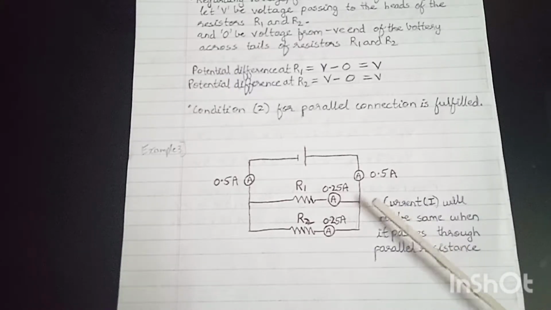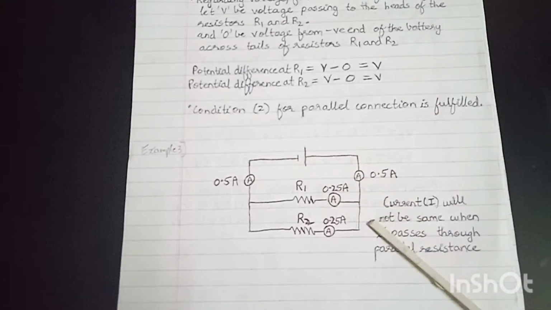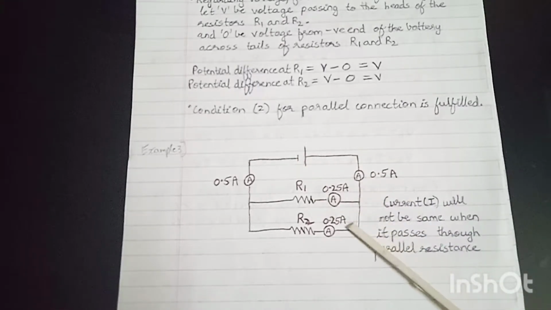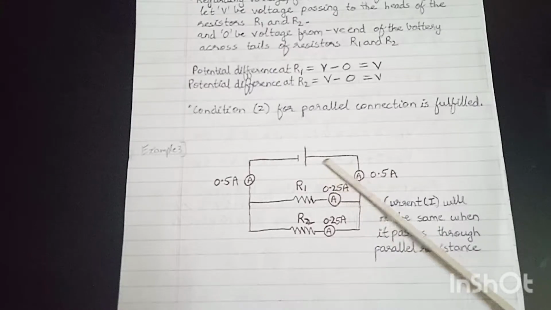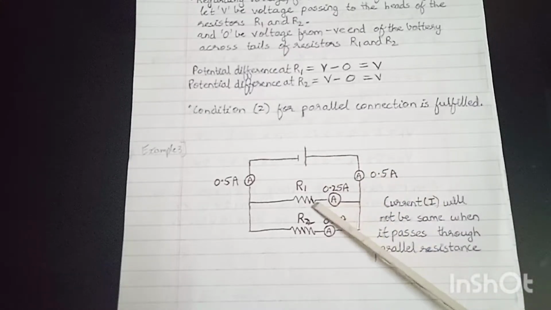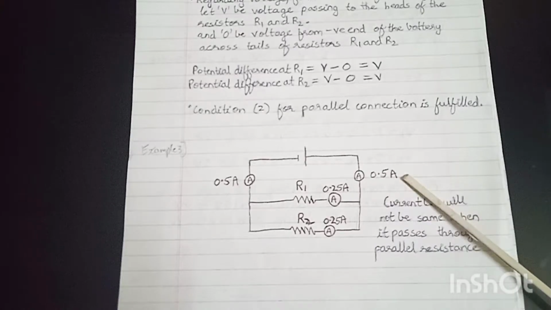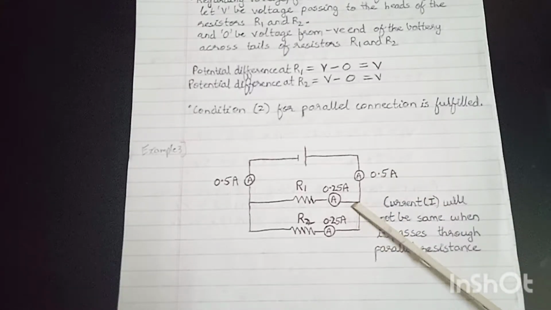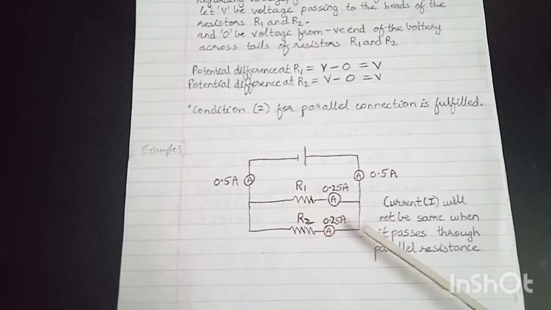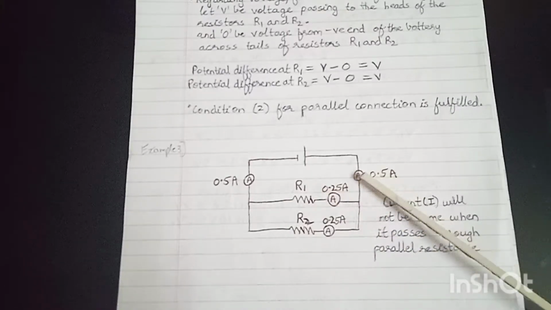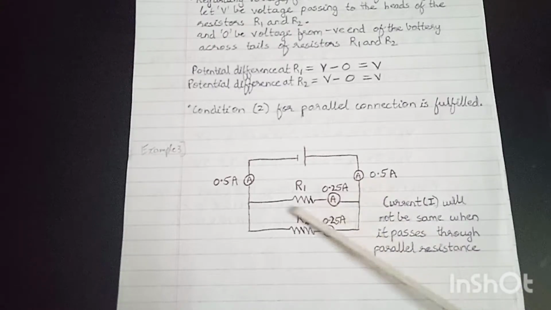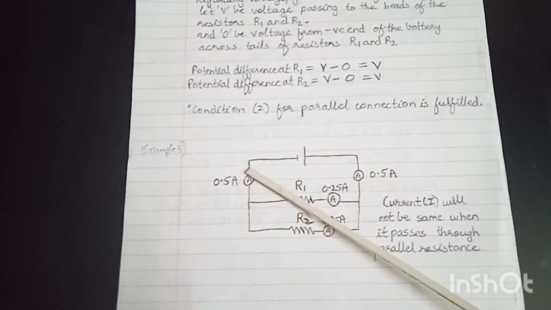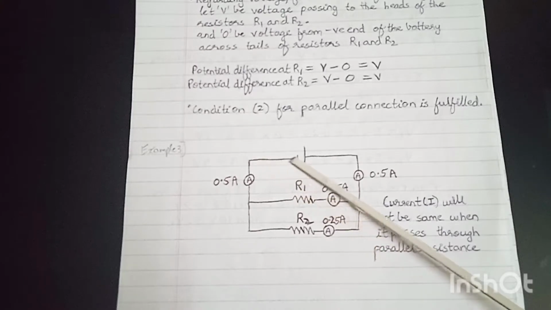In parallel resistance, the current gets divided among the number of resistors. Here two resistors are there, so the total current passing from the voltage source gets divided by 2, so each branch gets half of it. So 0.25 ampere passes through one branch and 0.25 ampere through the other, and when it reaches the negative terminal, the current is again 0.5 ampere reaching the battery. So you have to keep this in mind.